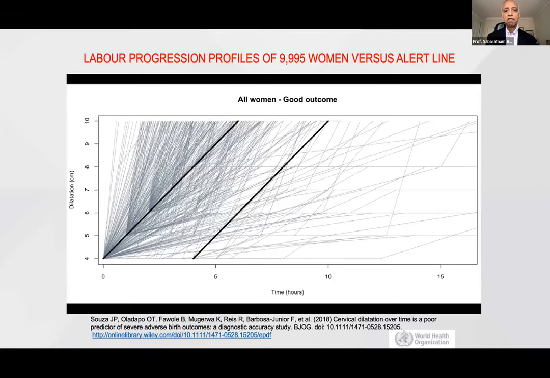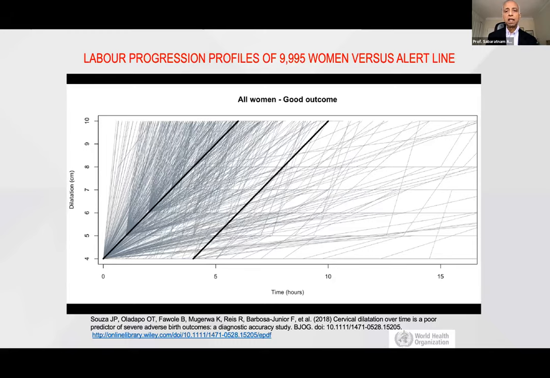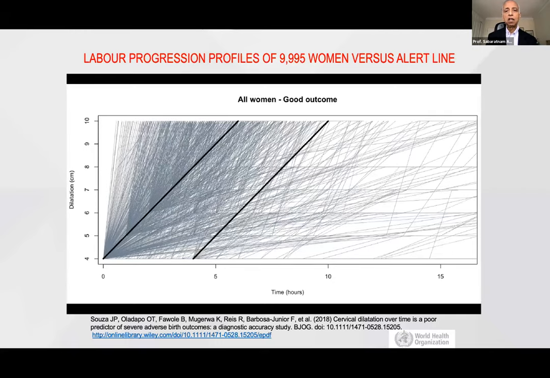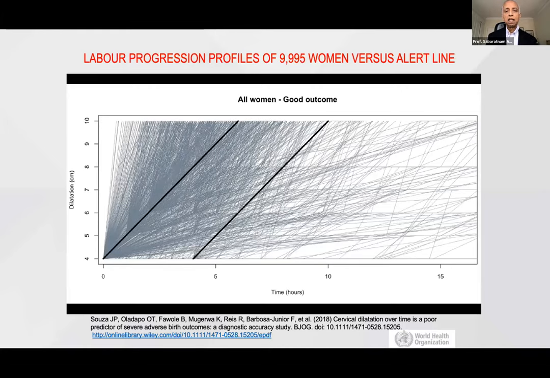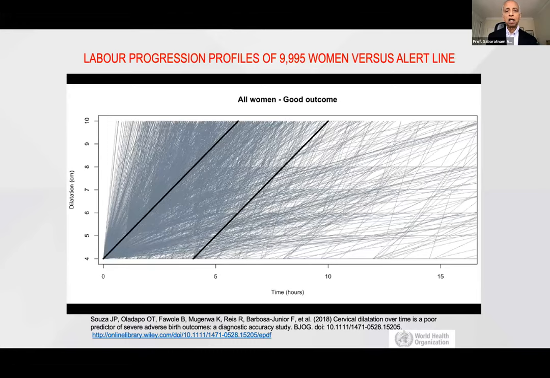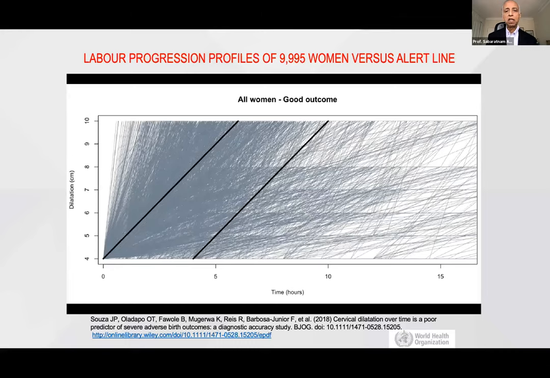But there are a number of women who are outside to the right of the action line, as you could see, and they are progressing, but they didn't have cesarean section. They delivered normally. And also they had good neonatal as well as maternal outcomes. So in other words, the old axiom that we shouldn't allow the sun to set twice on a laboring woman has to be a little bit questioned, but many of them delivered within the first 24 hours. So these are with good outcome.